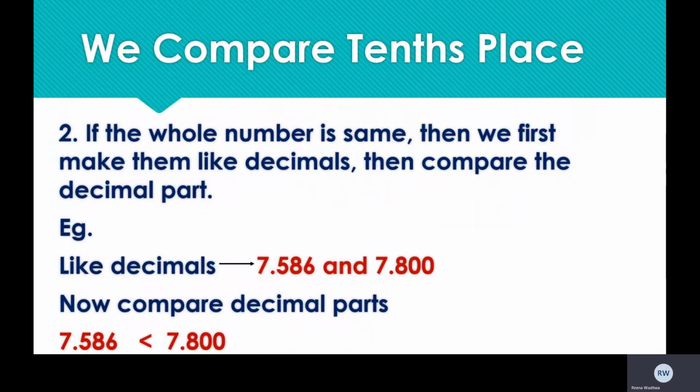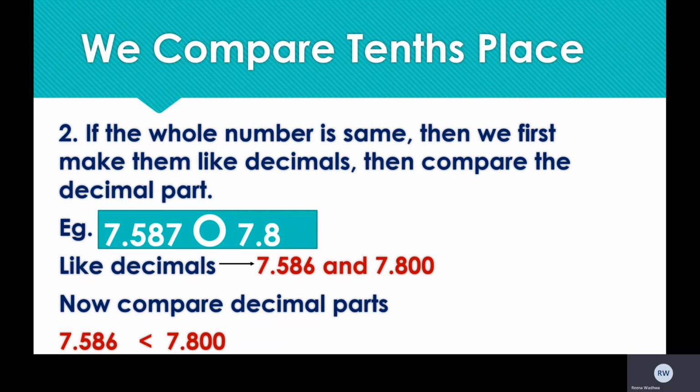If the whole number part is the same, then we first make them like decimal, then compare the decimal part. Look at this number, 7.587 and 7.8. First we make it like decimal by adding zeros. So 587 is less than 800. So this part is greater.